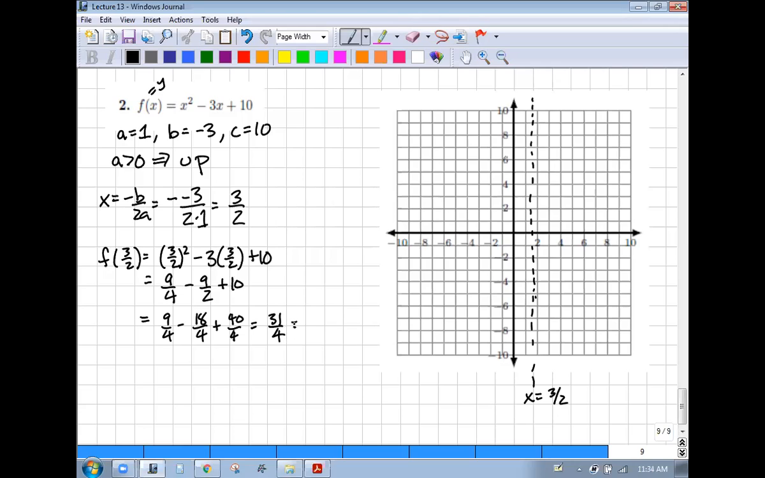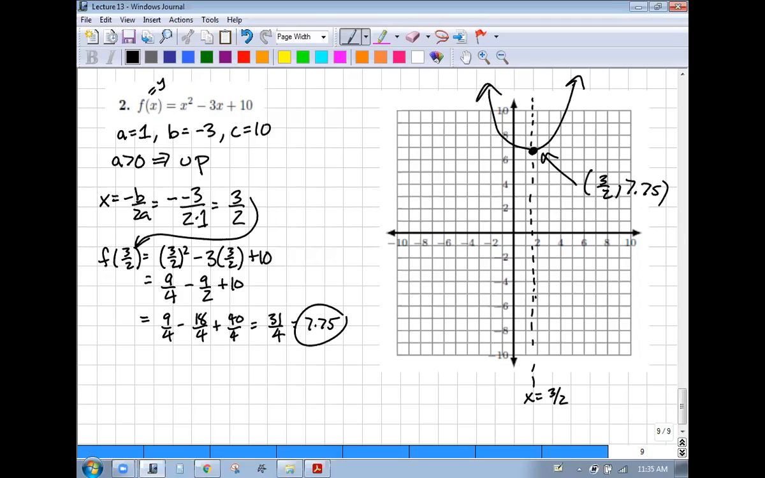Stupid fractions. 31 divided by 4 is 7.75. So our vertex is on this axis here, but we have to go up to 7.75. So there's our vertex. It's at 3/2, 7.75. So that's how you find the vertex. Use the vertex formula, you get your x value, then you plug that x value into your function to get your y value. Boom. Since it opens upward, we know this guy looks like this. Roughly. We roughly know that's what it looks like. So now you can graph these.